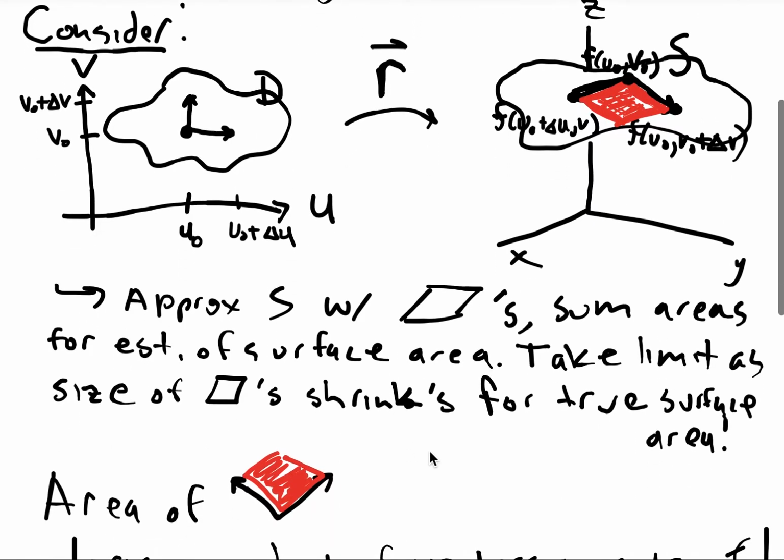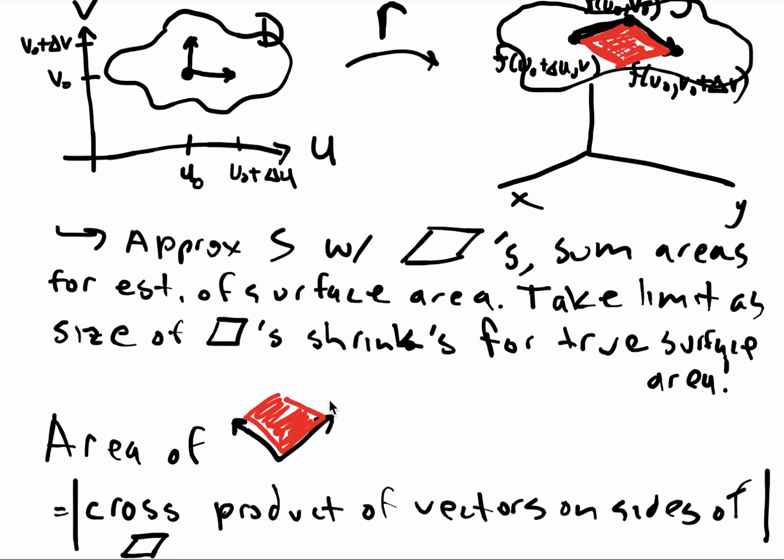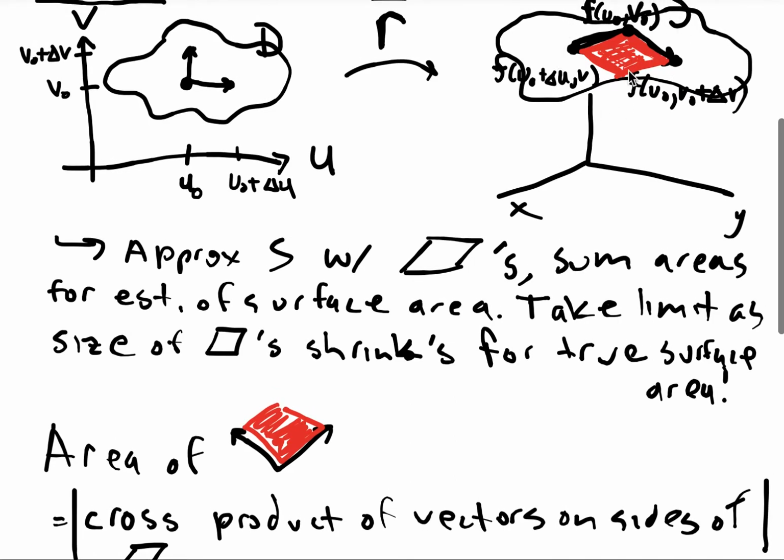So what are these vectors that I've got on the sides? Now, the reason that my diagram is so complicated and includes my UV region here and my pre-image D is this.